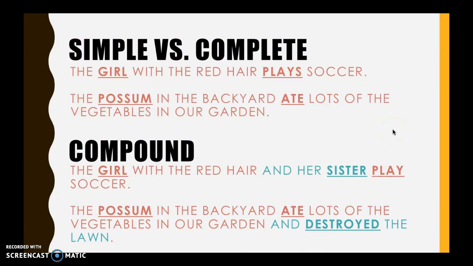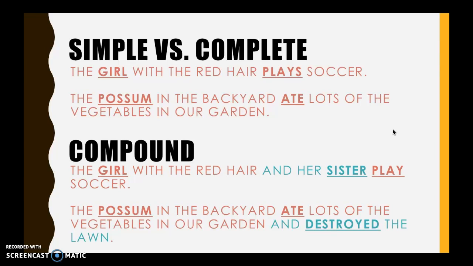There are a couple different ways to talk about subjects and predicates. The first way is to talk about simple versus complete subjects and predicates. In the two examples on this page, the simple subject and the simple predicates are underlined and in bold. Again, those are the single words, just the noun or just the verb in the subject or predicate.